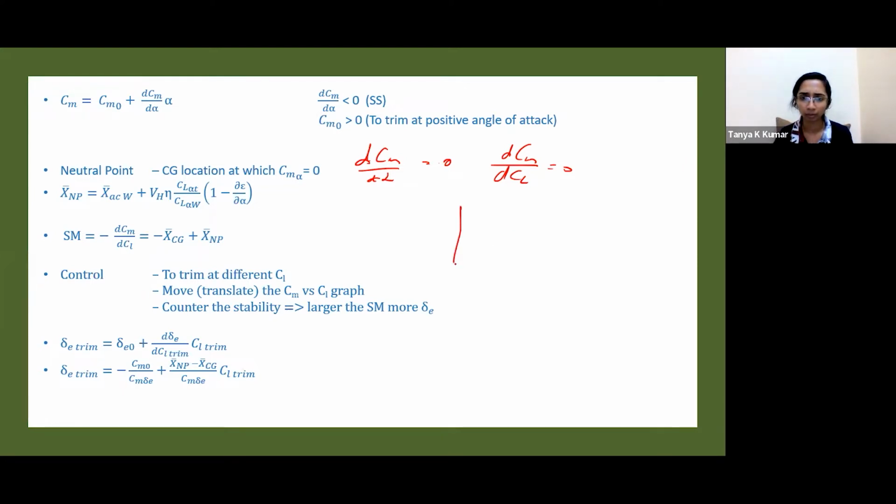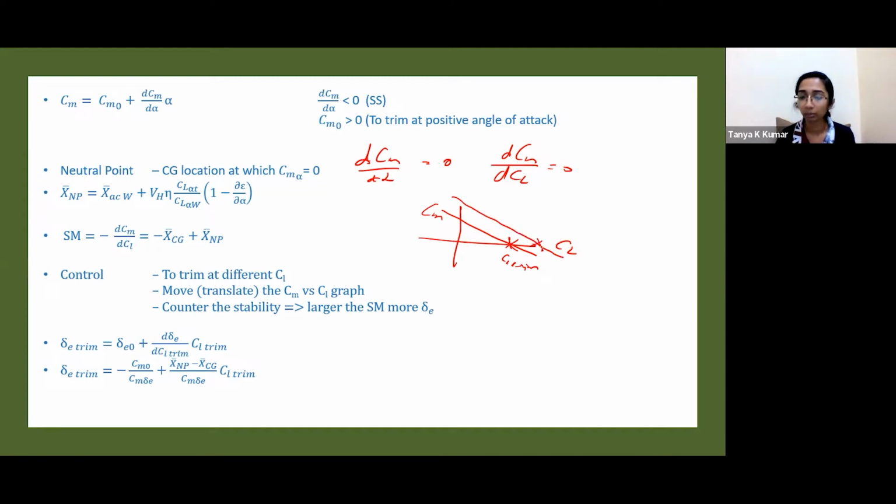So if you were trimming at this point here, this is Cm, this is Cl. The point where Cm is 0 is called trim. So that is this point, and this is known as Cl trim. So if we want to trim at a different Cl, that is at a different speed, we need to introduce something known as a control, which translates the graph to a different Cl.